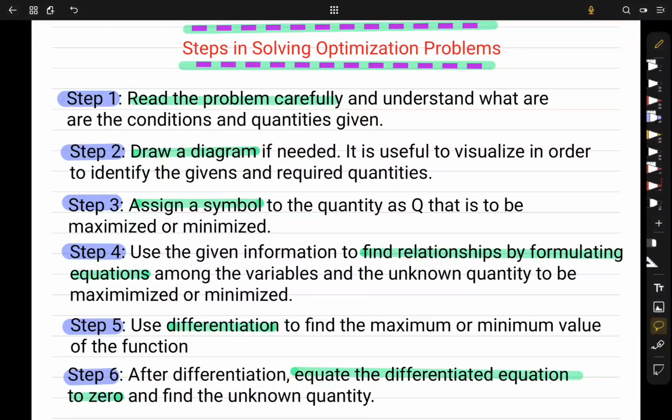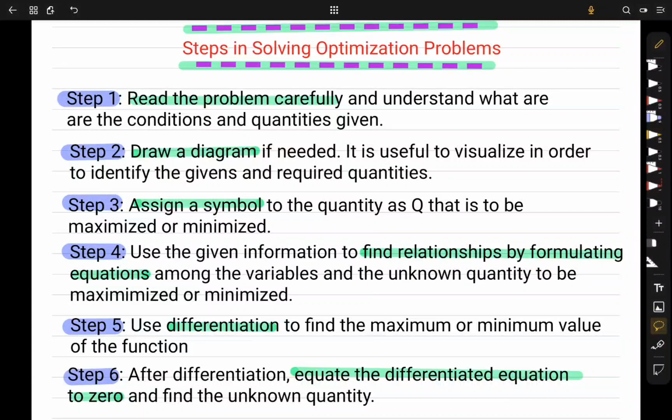Again, there are conditions, right? So, yung conditions, siya yung nagpapahinto sa atin para hanapin yung mga relationships na pwede nating i-formulate into equations. So, ganun yung gagawin natin. I-relate natin yung ating given conditions for us to formulate equations. And then, step 5. After natin makapag-formulate, syempre, we are now preparing ourselves to differentiate for us to find the maximum or minimum value of the function.